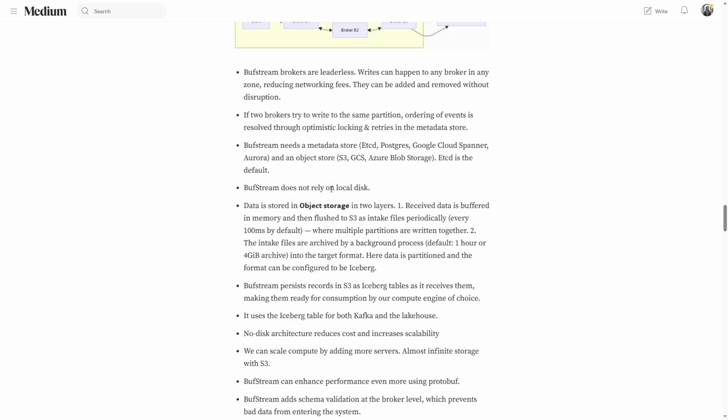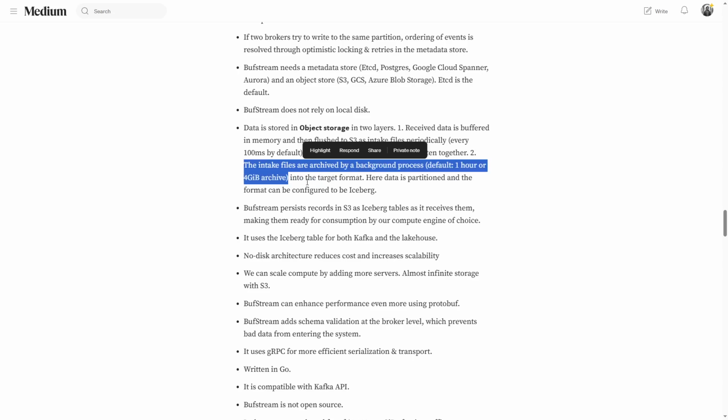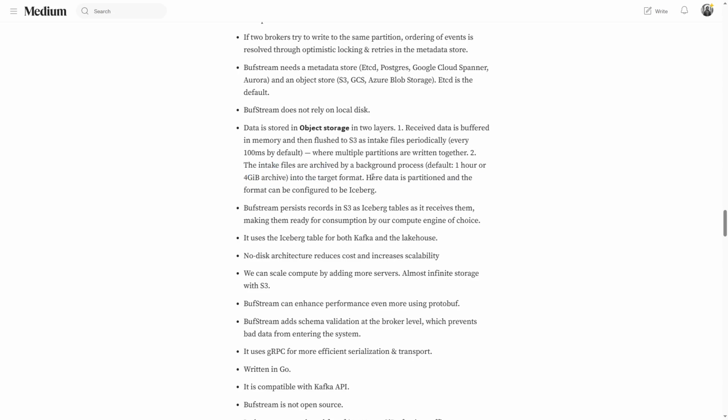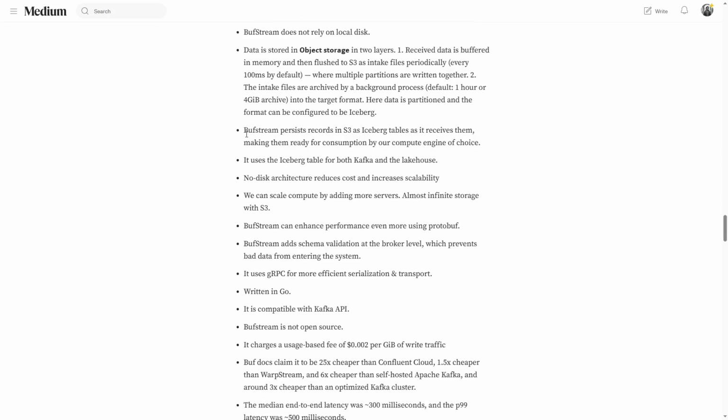And so Bufstream does not rely on disk. Data is stored in object storage in two layers. One is that the received data is buffered in memory and then flushed to S3 as an intake file periodically, which is every 100 milliseconds, and multiple partitions are written together. The intake files are archived by a background process. Default is 1 hour or 4 GB, whichever comes first, into the target format. Let's say if you have Iceberg decided as the table topic format, that will be converted into the Iceberg table format.